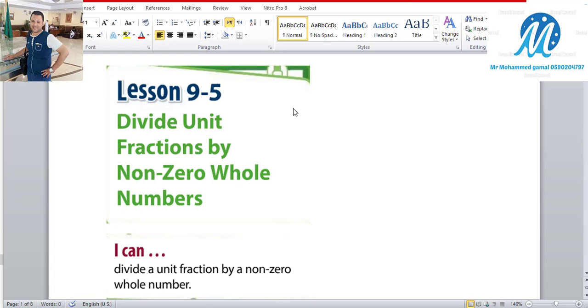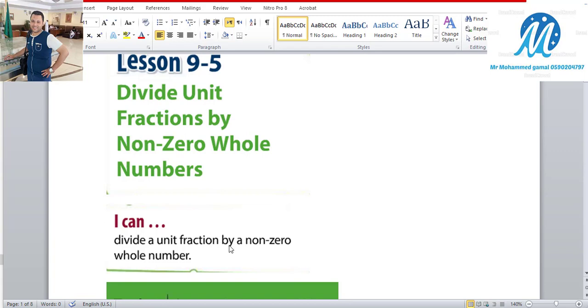Welcome to a new lesson, lesson 9.5: Divide unit fractions by non-zero whole numbers. By the end of this lesson, each and everyone should be able to divide a unit fraction by a non-zero whole number.